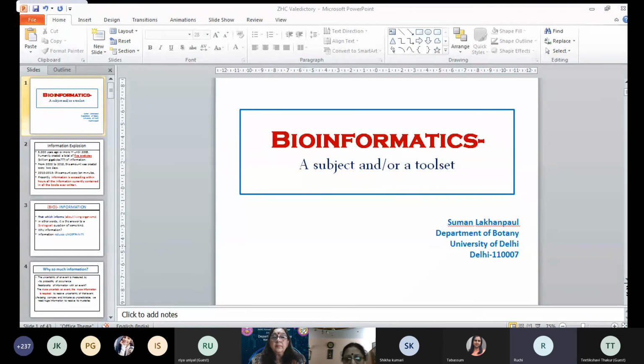So we have been emphasizing that information is important. Where does information take us? What do we do with the information? Information takes us to knowledge. So the precursor of knowledge is information.